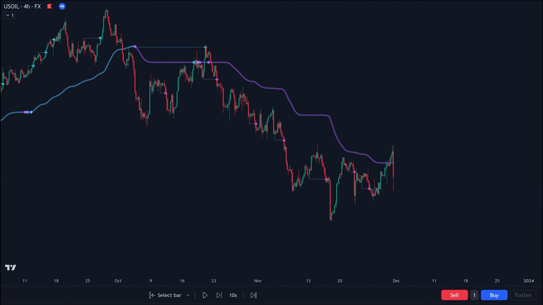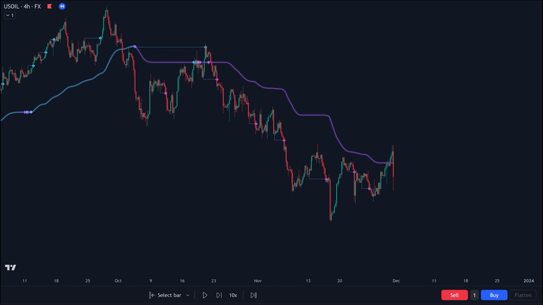Sell trade setup. The price is generally in a downtrend as it's trading below the purple Gaussian moving average, which signals that bearish momentum is dominating. However, we see the price attempt to move above the Gaussian moving average, creating a fake out. This false breakout occurs when the price briefly pushes above the moving average, but it quickly loses momentum and fails to sustain the upward move.